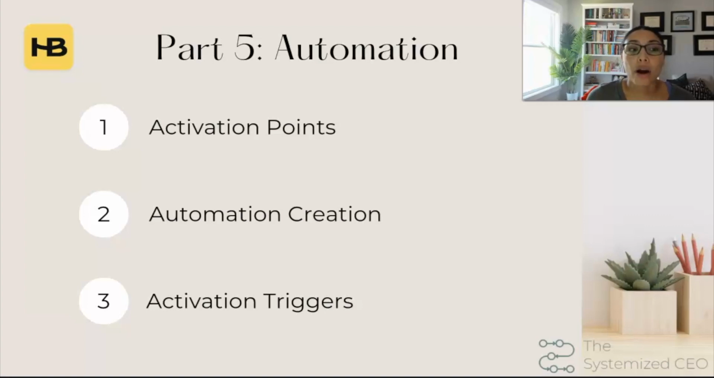Part number 5, automations. First thing I'm going to show you are the activation points in HoneyBook. Each platform actually has their own set of what can activate an automation. So I'm going to show you the 2 points of activation in HoneyBook. The second component is how to actually create an automation, how to tell HoneyBook exactly what to do, for whom, and when. So how to set up the automation itself. The third component is then to activate the triggers. So you're going to know exactly how it's going to be automated and how to set up the starting component of it. Okay, so let's go ahead and dive in.